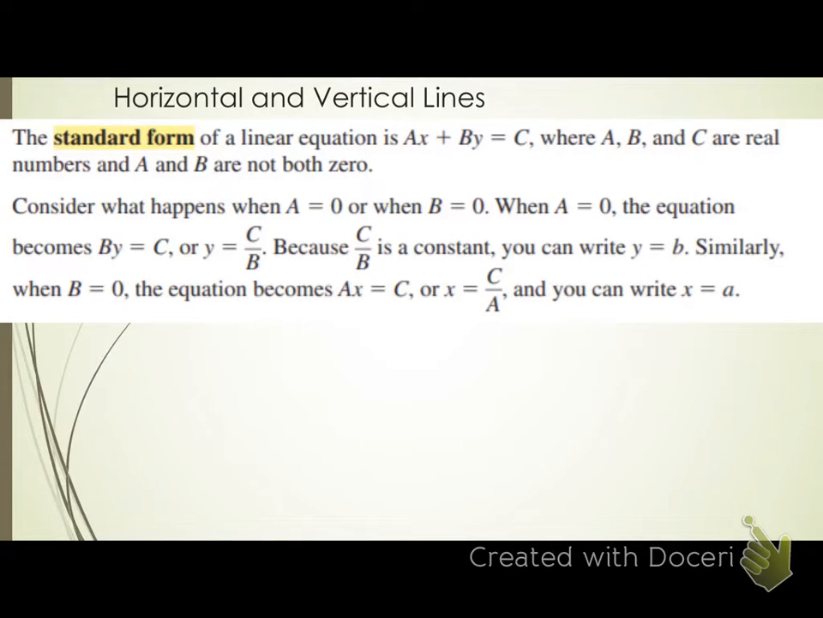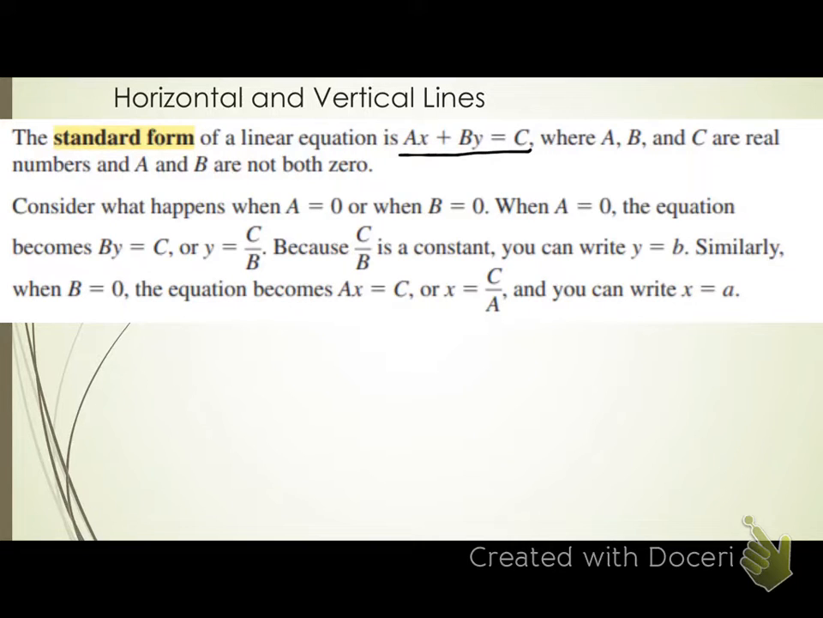The standard form of a linear equation is ax plus by equals c. You need to write that down. You need to know what standard form is. Ax plus by equals c is our standard form, where a, b, and c are real numbers, and a and b are not both 0.